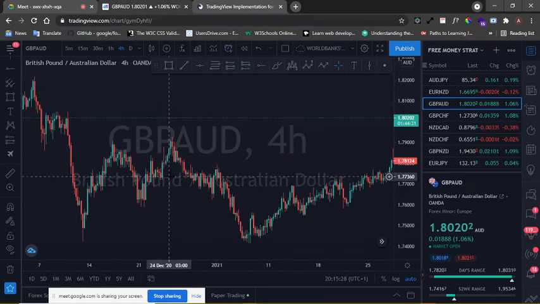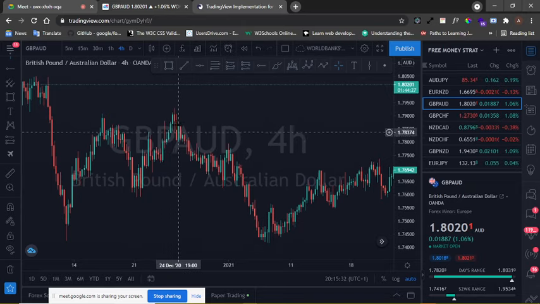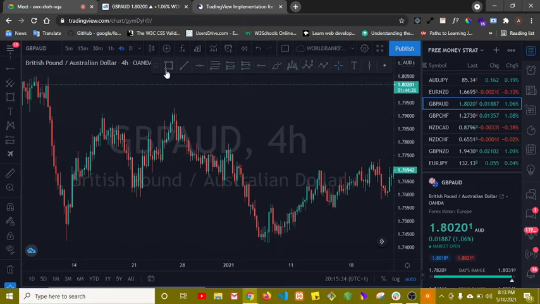Now I'm going to talk about the entry very soon. Also, this is an order block here. You can see a nice order block here.